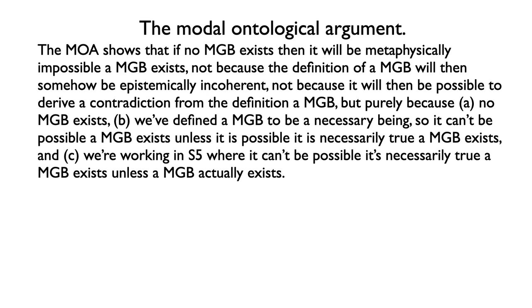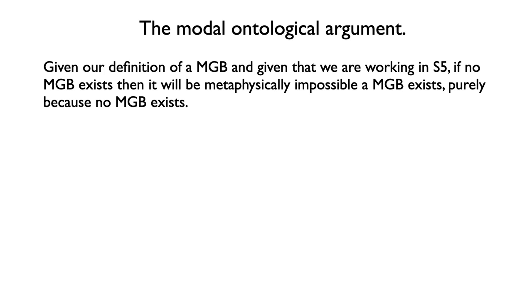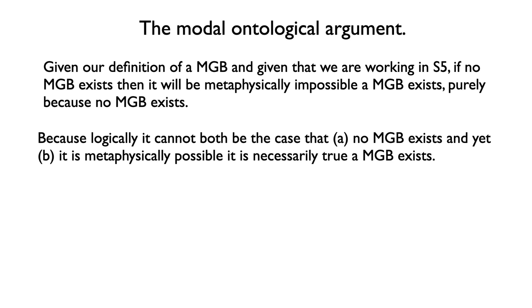And C, we're working in S5, where it can't be possible it's necessarily true a maximally great being exists unless a maximally great being actually exists. So boiling all that down, given our definition of a maximally great being, and given that we are working in S5, if no maximally great being exists, then it will be metaphysically impossible a maximally great being exists purely because no maximally great being exists. Because logically, it cannot both be the case that A, no maximally great being exists, and yet B, it is metaphysically possible it is necessarily true a maximally great being exists.